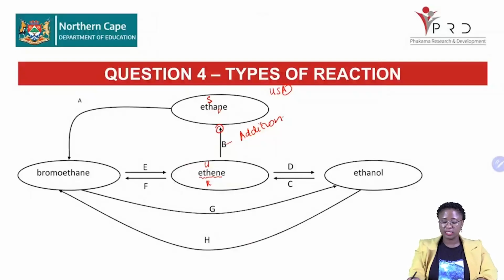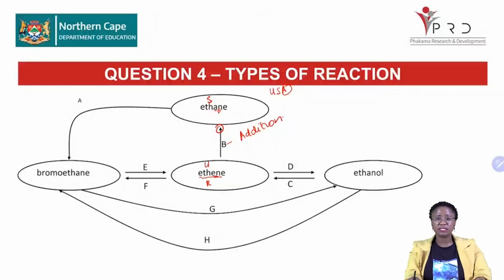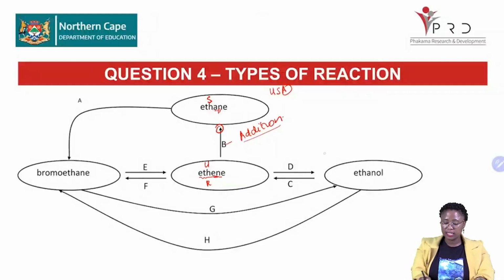Right, very important. Then you can check what it is that I've added. You will see that from here I had a double bond, and now I have single bonds everywhere. That means I have added a hydrogen. And what will be your type of addition reaction here? It will be hydrogenation.